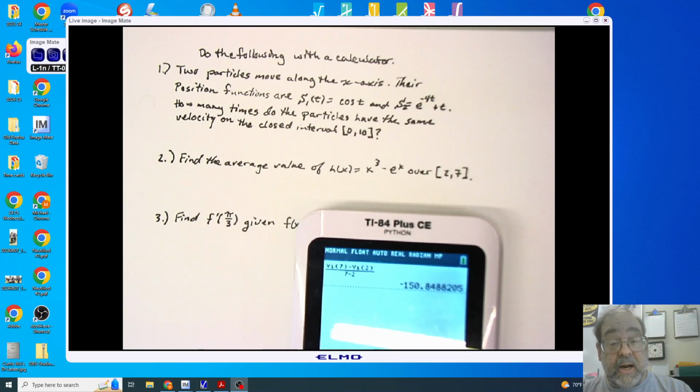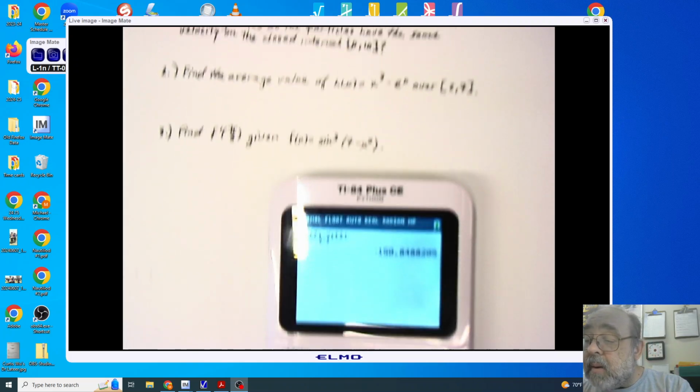The change in height over the change in x is called dy dx, which is our average value. Okay, keep that in mind. Change of position over the change in time is an average velocity. Change in y over the change in x is an average value. Let's go ahead and now go to number 3.